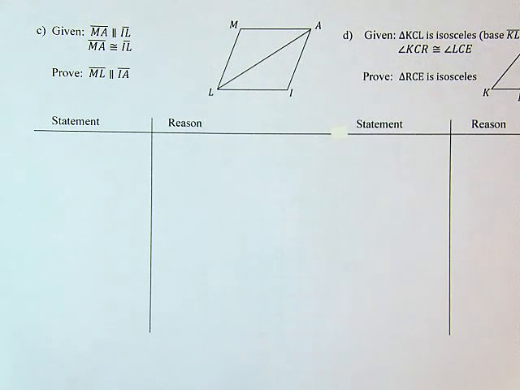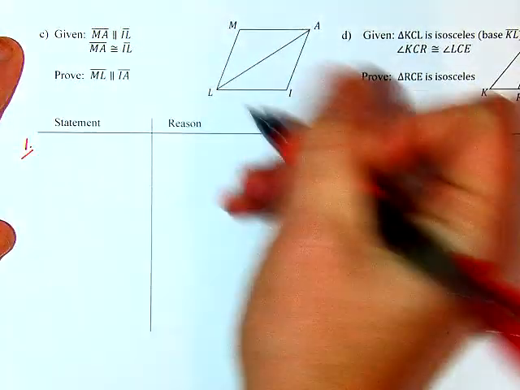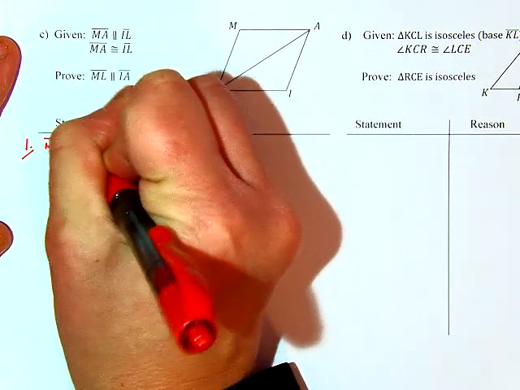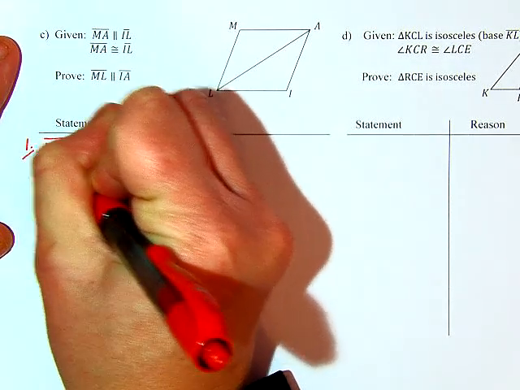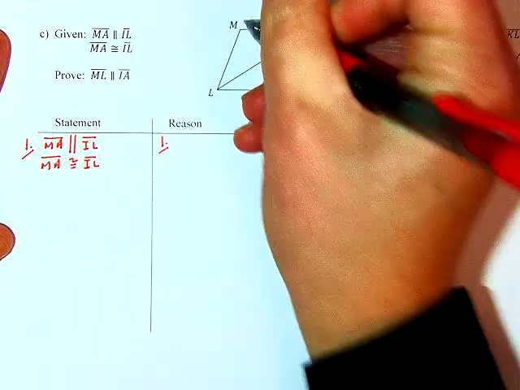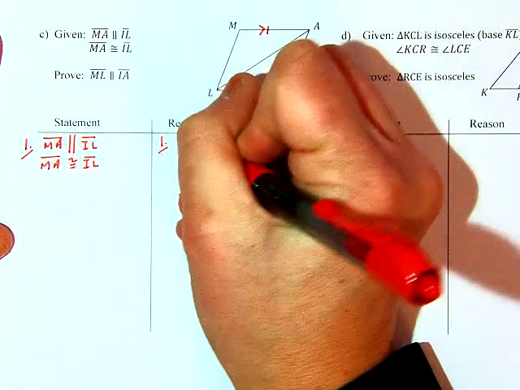All right, so in this proof, I'm giving you a pair of sides that are both parallel and congruent. And I'm trying to build a proof that shows that the other pair of sides are parallel too. Okay, so let me start off with my given. I'm going to lump them together. I'm going to say, okay, MA is parallel to IL, also congruent. I could split them up. I can lump them together. It does not matter to me. I will put them together in this case, just like that, given.